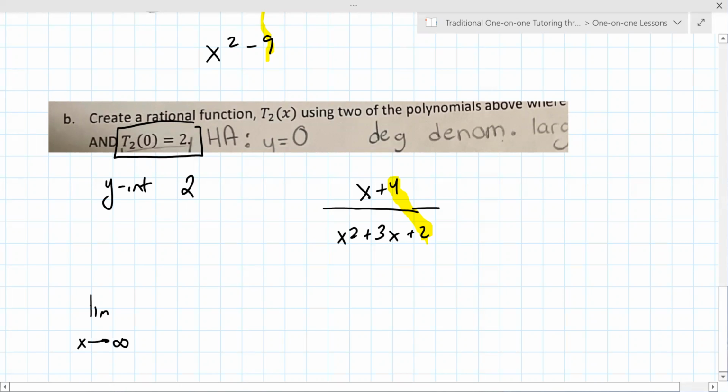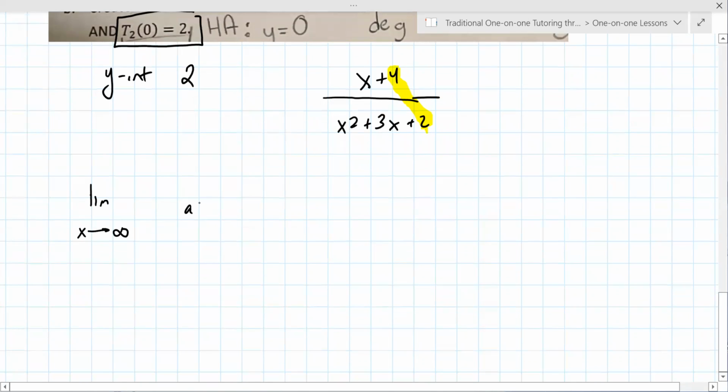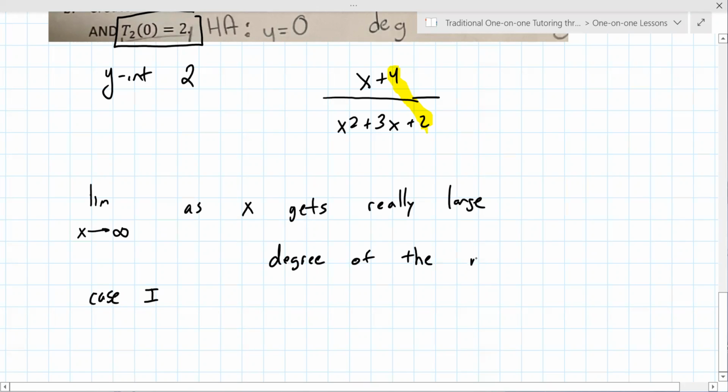So here's what this means. This means as x gets really large. If you take calculus, you will learn how to do this officially, but there are 3 cases to consider. And it's based on the degree of the numerator. You probably saw this in class. That's thing 1. And the second thing, it's based on the degree of the denominator.